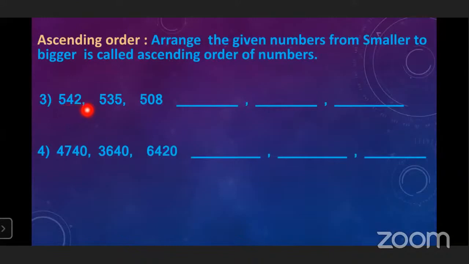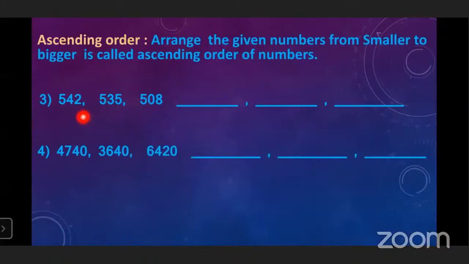Here, first of all, what technique did I tell you? First, count the digits. In these three numbers, all numbers have 3 digits. So you have to see the higher place. On the higher place, the same digit is here, the 5, and here also 5.